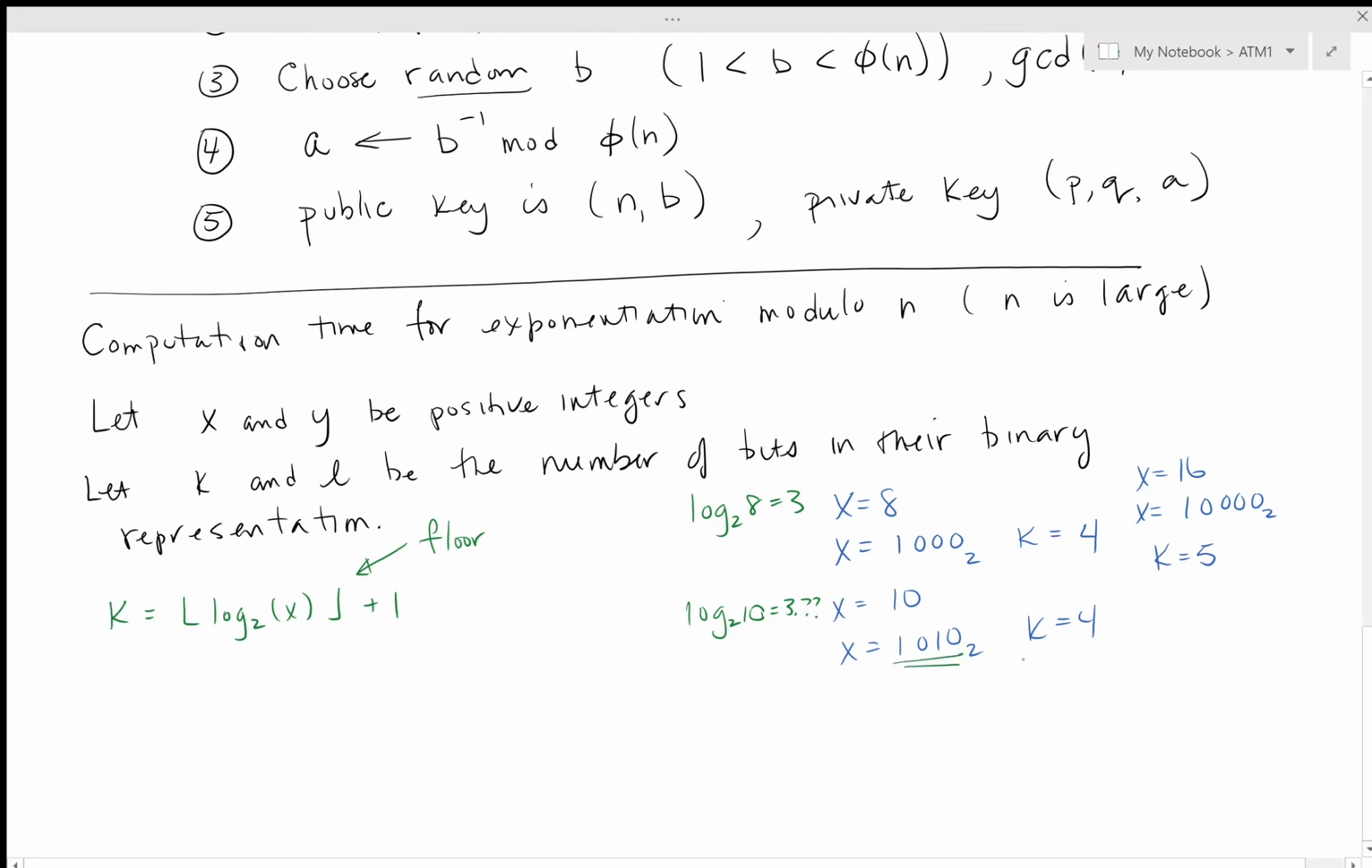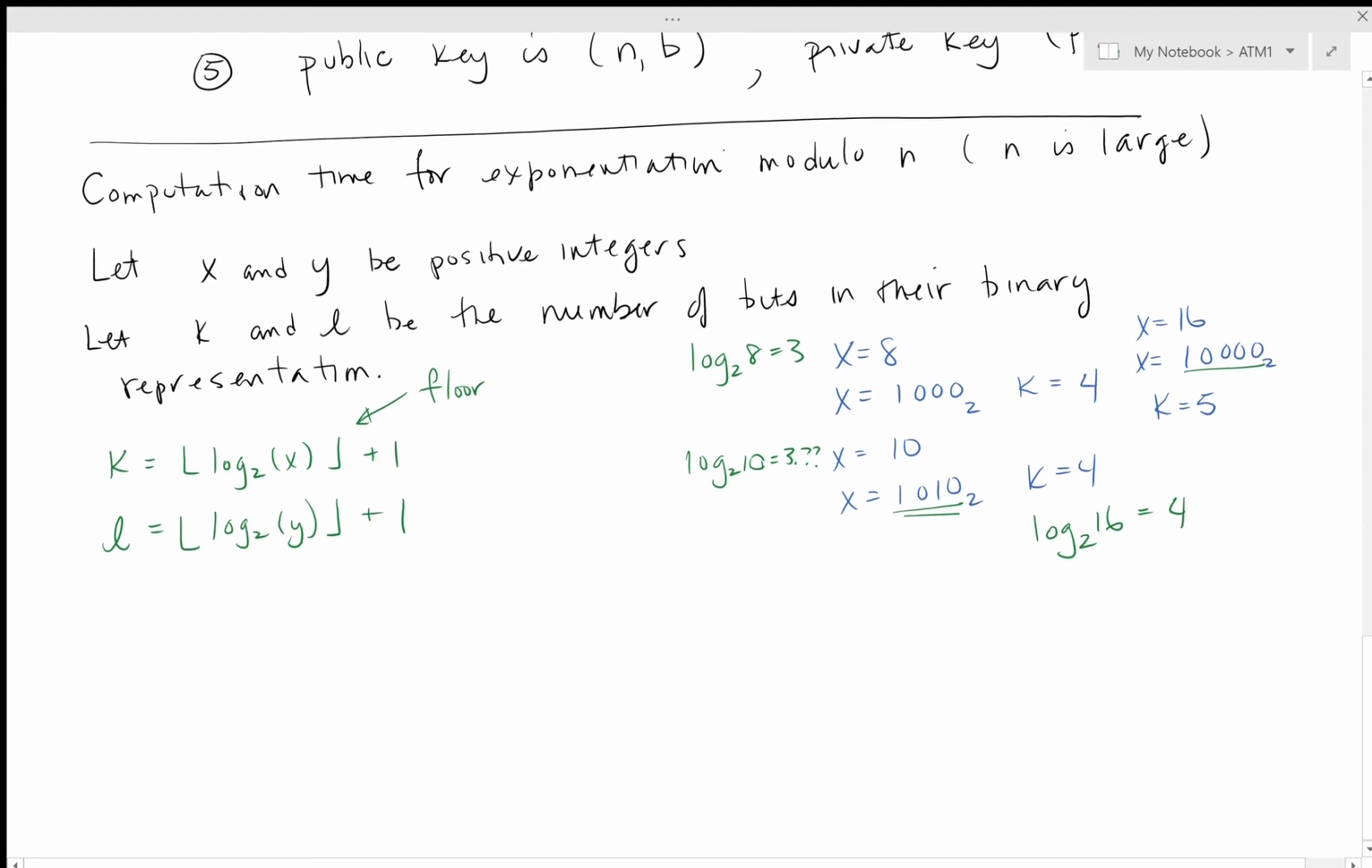But when you get to the next power of 2 up, log to the base 2 of 16 is 4, and then 4 plus 1 gives you the 5 digits. So that's how this is working. And then let's take a look here. L is the number of bits in y, and that's going to be the floor of log to the base 2 of y, plus 1.